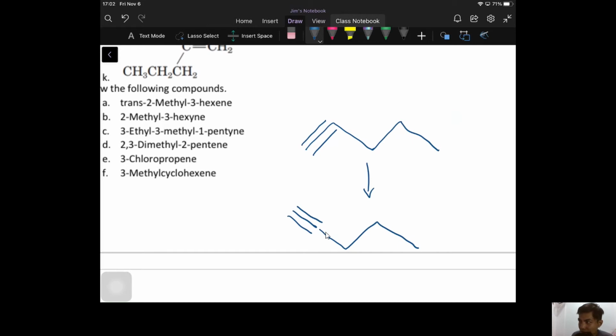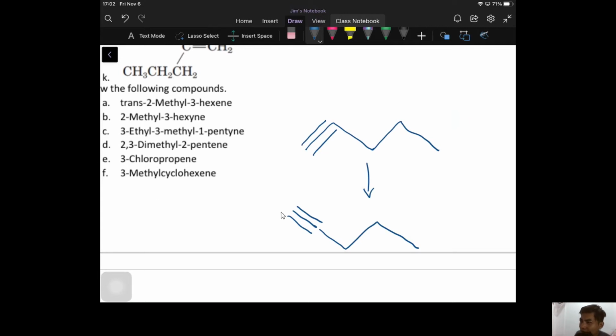This is CH2, CH, CH, C, CH2, CH2, CH3. Okay? So, this is your 1-pentyne. First carbon, second carbon, third carbon, fourth carbon, fifth carbon. Sa first carbon ang triple bond. Okay? Then, ano gagawin dito?